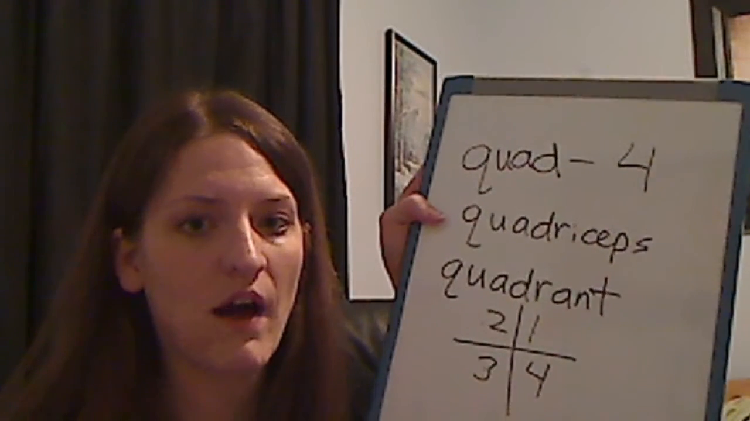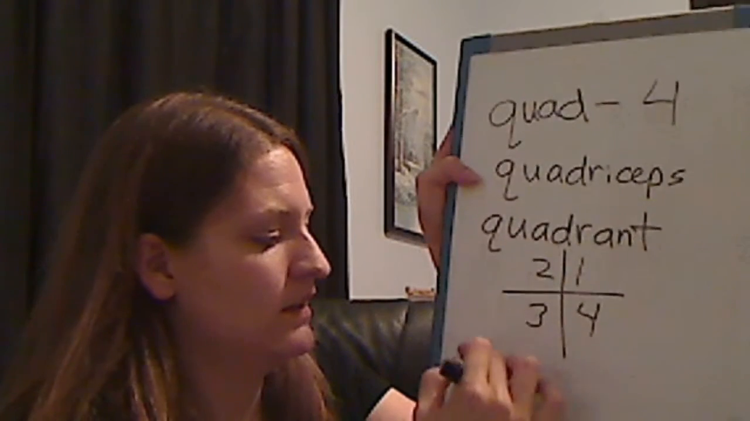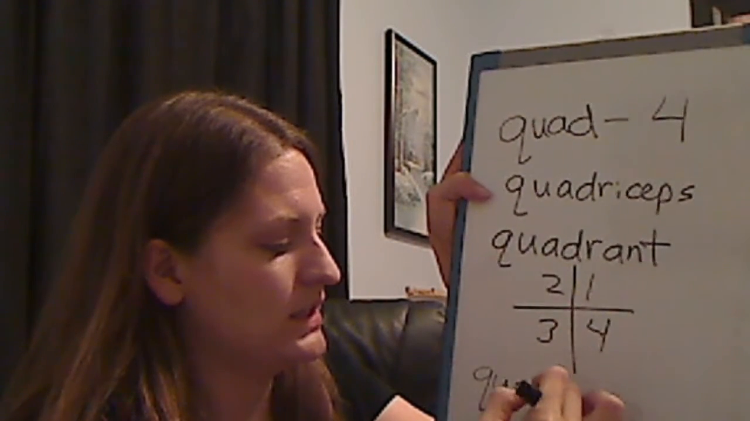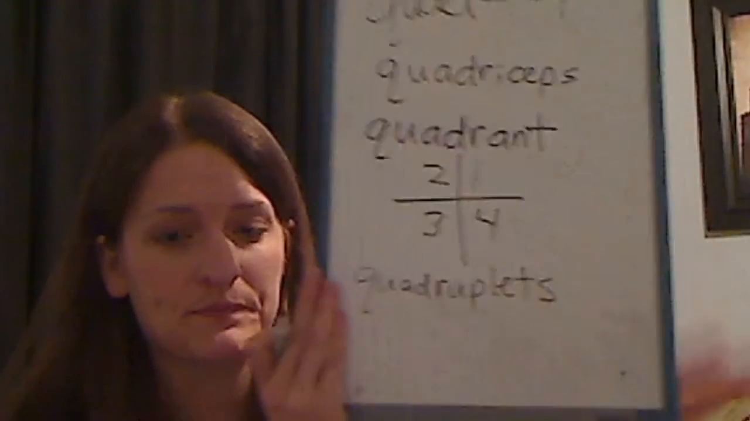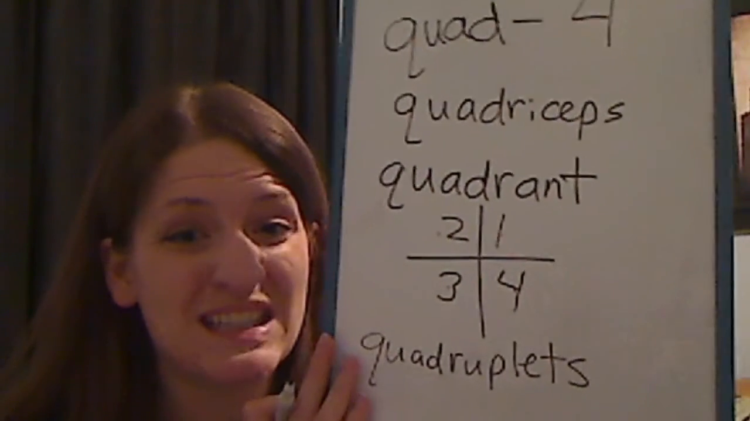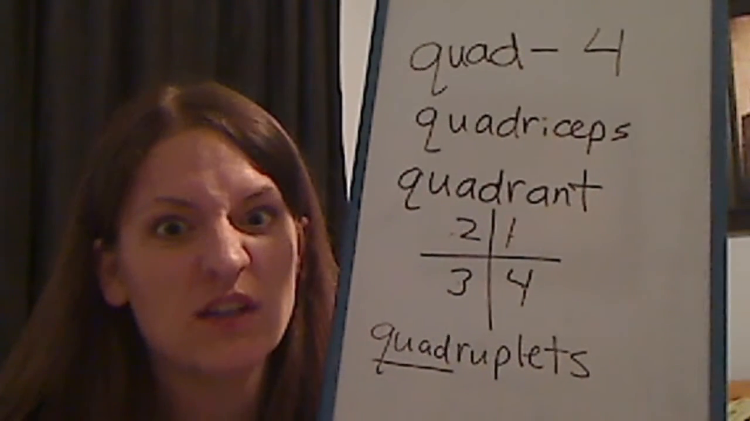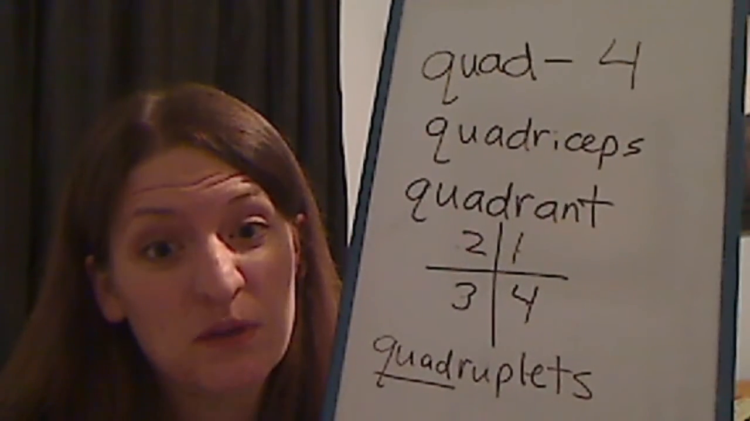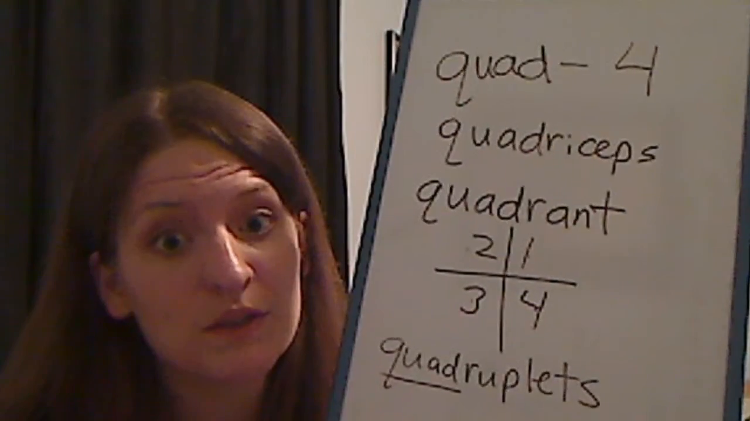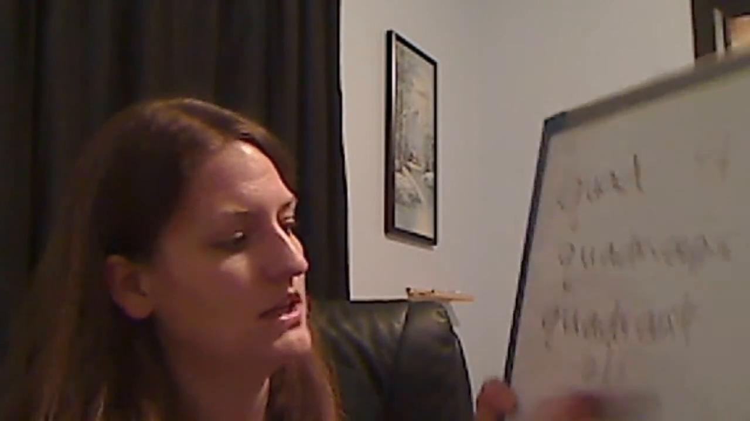So remember, quad means 4, and this is my favorite one. I like to think of kids here. Quadruplets. Quadruplets means 4 of the same kid. Well, not the same kid, but 4 babies at a time. So like twins is 2 babies, triplets is 3, quadruplets would be 4. And that's always fun to have 4 at the same time. Maybe you know some quadruplets.